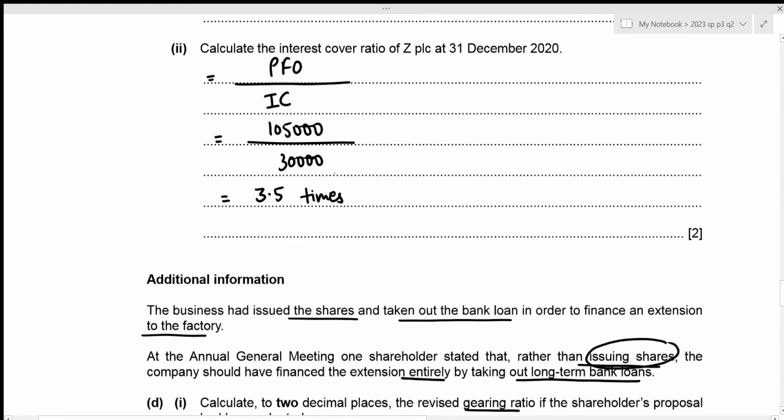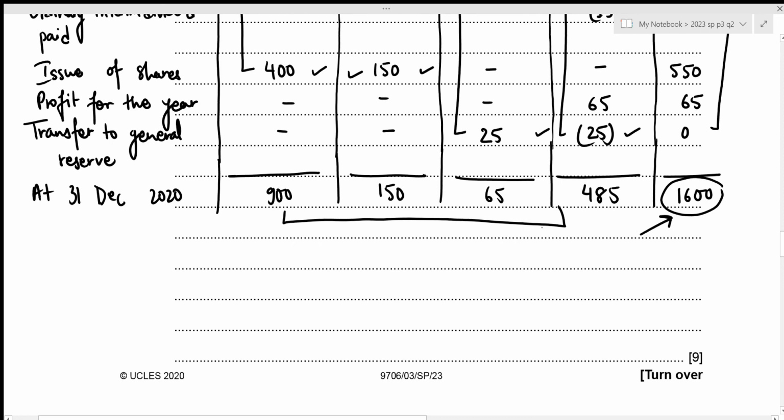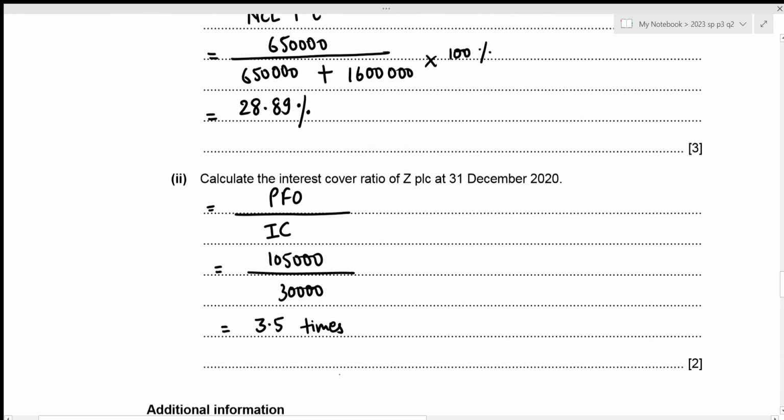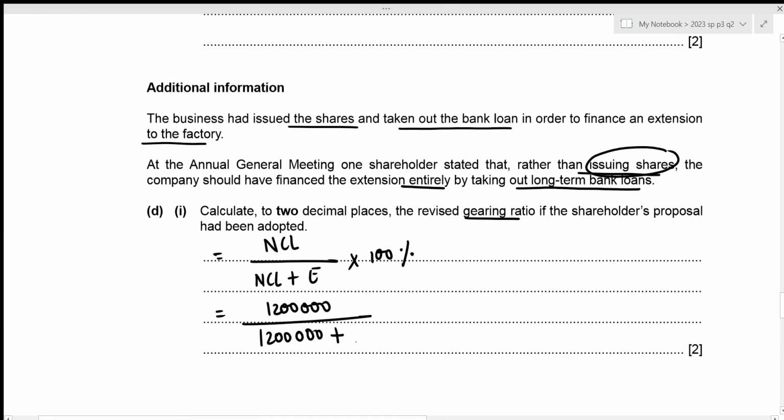And now for the equity part, previously we had the equity value of 1,600, right? And from this we need to subtract the issue of shares, which was 550. So let's subtract that. And that results in 1,050. So the new equity value is going to be 1,050,000. Let's write it down. So the revised gearing ratio will be 1,200,000 divided by 1,200,000 plus 1,050,000 times 100%, which results in 53.33%.